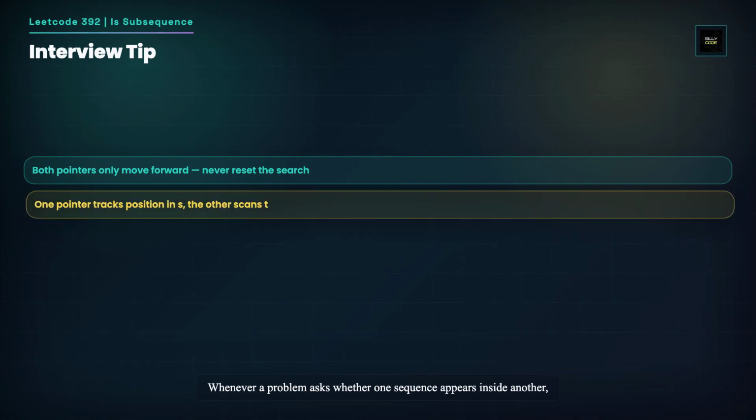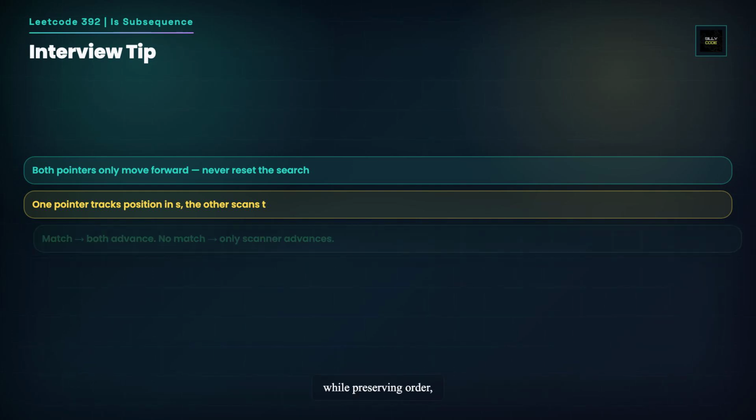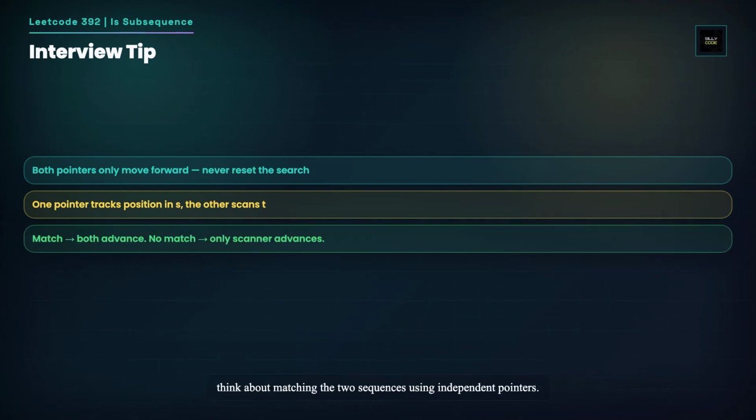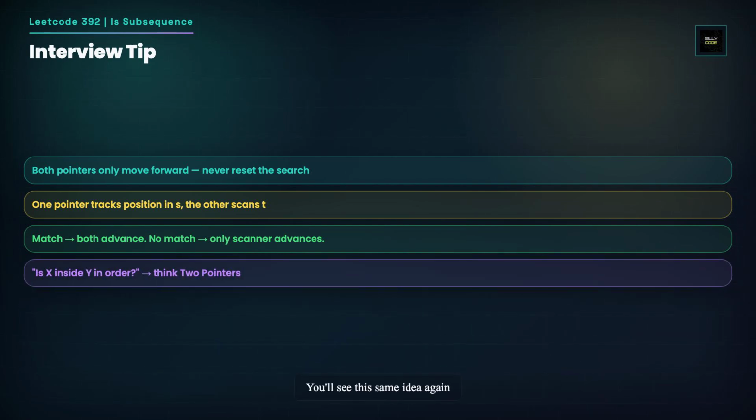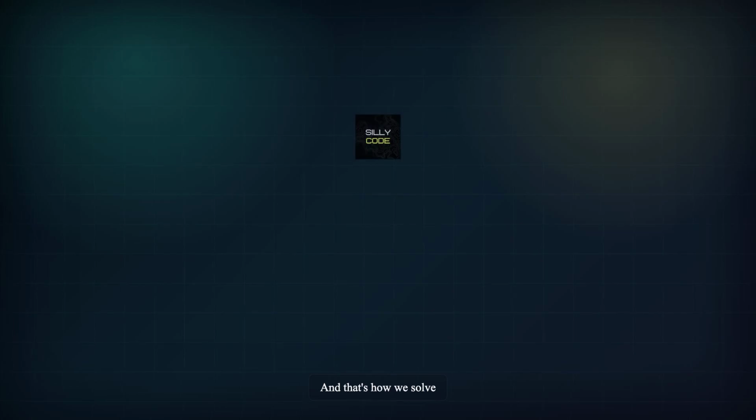Whenever a problem asks whether one sequence appears inside another, while preserving order, think about matching the two sequences using independent pointers. You'll see this same idea again in many string, greedy, and two-pointer interview problems. And that's how we solve LeetCode 392.